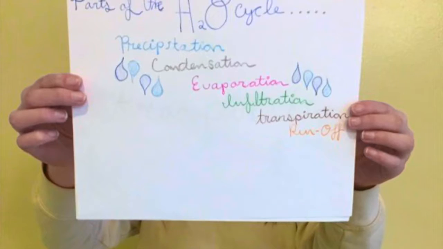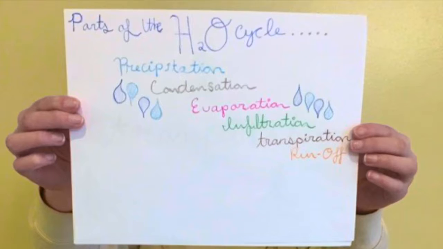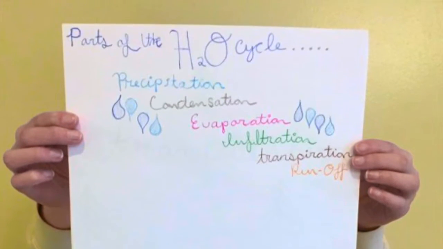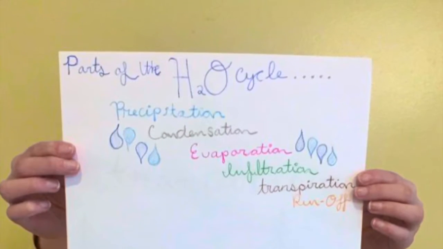The different steps of the water cycle consist of, but in no particular order, precipitation, condensation, evaporation, infiltration, transpiration, and runoff. Water takes many different paths, and the true cycle can vary.